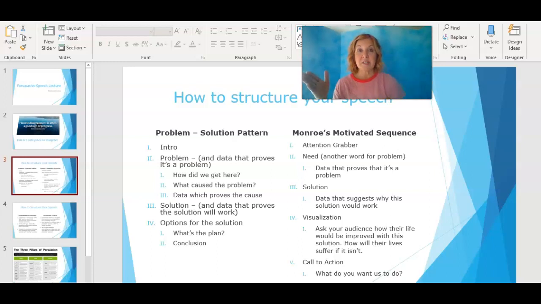All right, Monroe's motivated sequence: attention grabber. Here's the need, which equals the problem, and the data that supports that. Here's the solution, and the data that supports that. Here's the visualization piece. Put your audience in the solution or put them in the problem. Is my life going to get better? Is my life going to get worse? You've got to tell me. And then a call to action, like we're going to go fight this problem, or we're going to stop doing this thing, or we've got to pay attention to this. We've got to take action. All of those pieces are important for each of those organizational patterns. Okay, those are the first two.